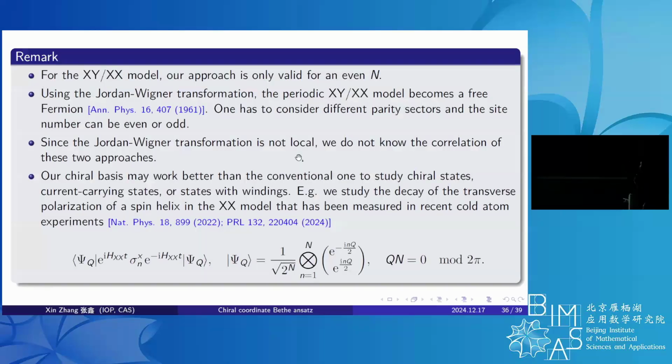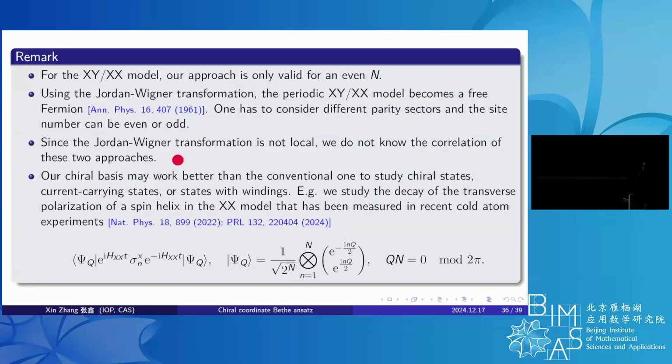So then, some remarks. For the XXZ model or XY model, our approach is only valid for an even n. Another thing is that we know that if we use this Jordan-Wigner transformation, then this periodic XY or XXZ model can be translated to become a free fermion, and we can use this technique to construct the exact solutions.